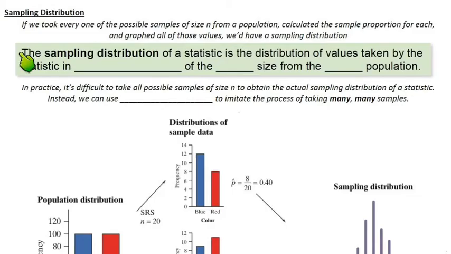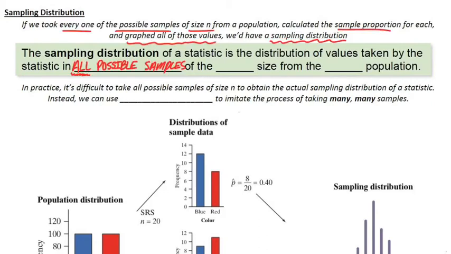So in green here, this is the definition of a sampling distribution. It says the sampling distribution of a statistic is the distribution of values taken by the statistic, which could be sample mean, sample proportion, in all possible samples of the same size from the same population. It basically just reiterates what this italics quote says. But here's the deal. That's okay.